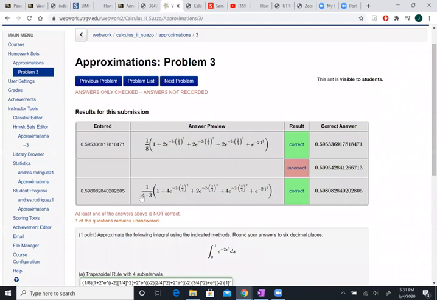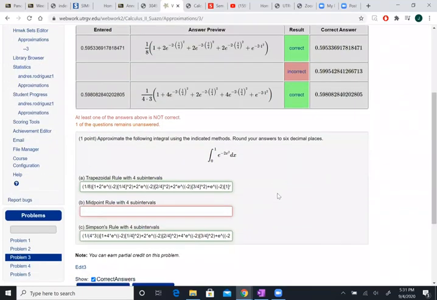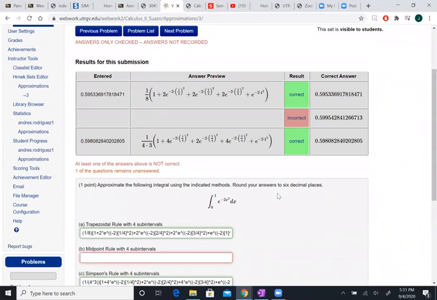That's correct, right? So there are a couple of differences between Simpson's and trapezoidal. In Simpson's you divide by 3, in trapezoidal you divide by 2, and in trapezoidal everything has 2 in the middle. In Simpson's you alternate 4, 2, 4.